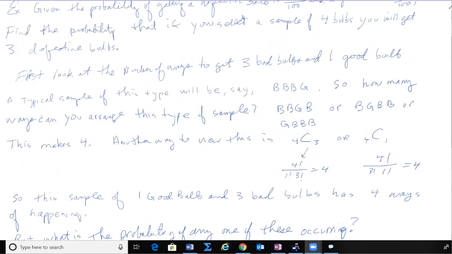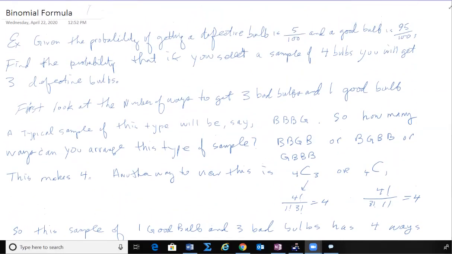Okay, we're going to look at an example here using what's called the binomial formula. And I've got a couple things that we'll just talk about. Here's an example. Let's say you have in a warehouse an infinite supply of, well, not infinite, but practically infinite supply of well-mixed light bulbs.